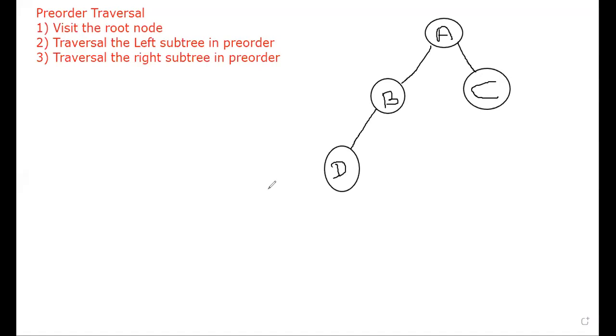So we want to find its pre-order traversal. In pre-order traversal, first we visit the root node. So this is the root node, and when we visit it, we get the value A. Now we go to the next step: traverse the left subtree in pre-order and then the right subtree in pre-order. When we are traversing the left subtree, we want to come back to its right subtree later. That's why we put this value A in the stack.